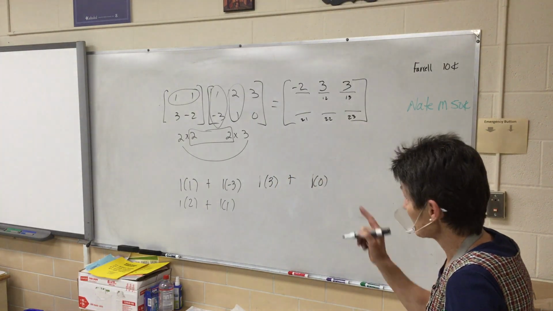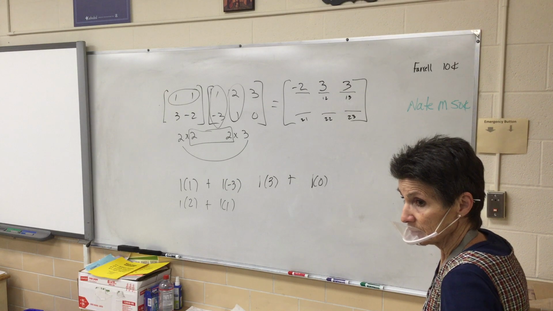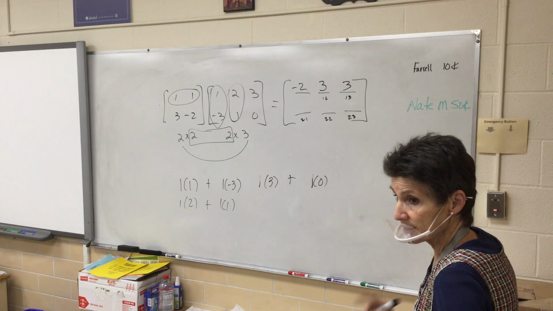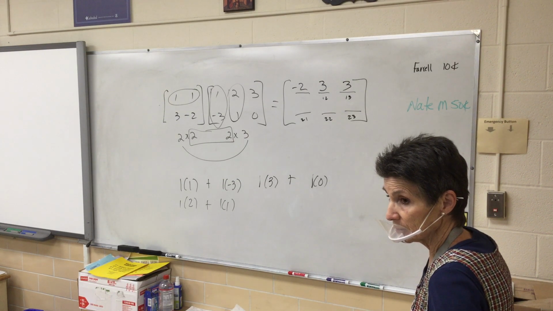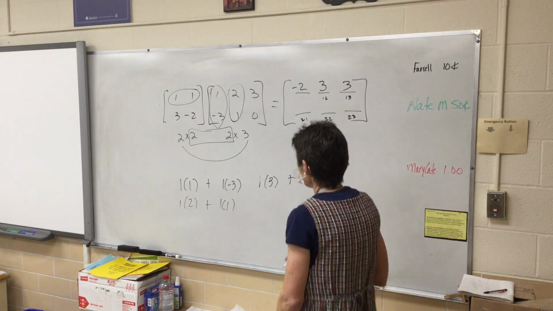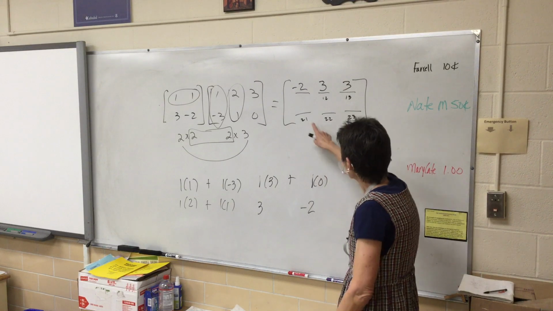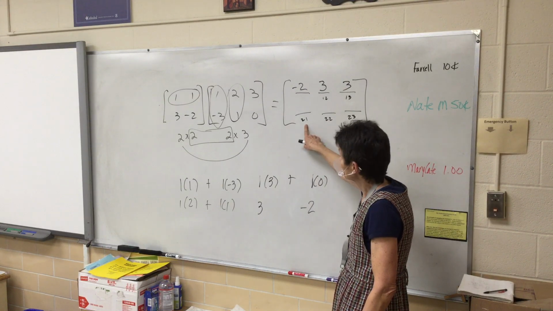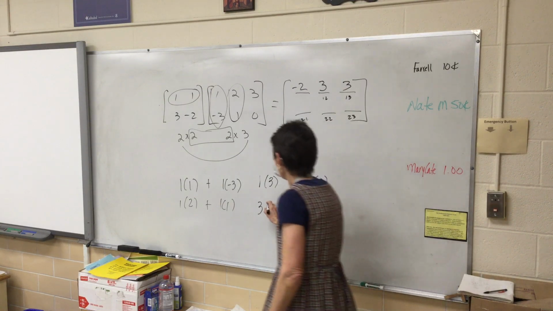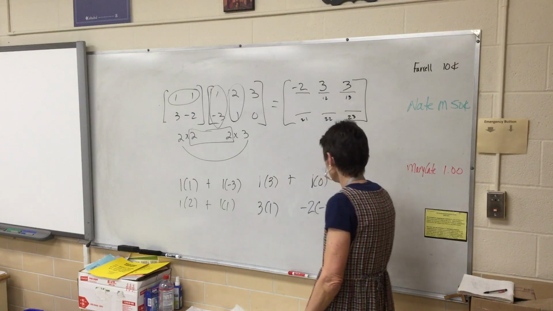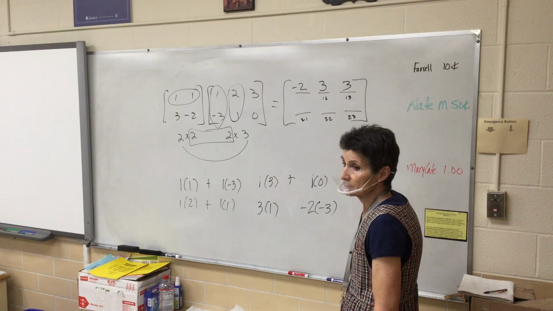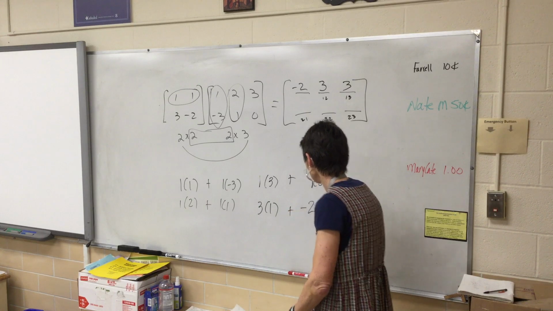So now you're going to the second row. What are the numbers in the second row? 3, -2. So I write down 3, -2. What are the numbers in the first column? 1 and -3. Write them down next to here. And then multiply and add them.